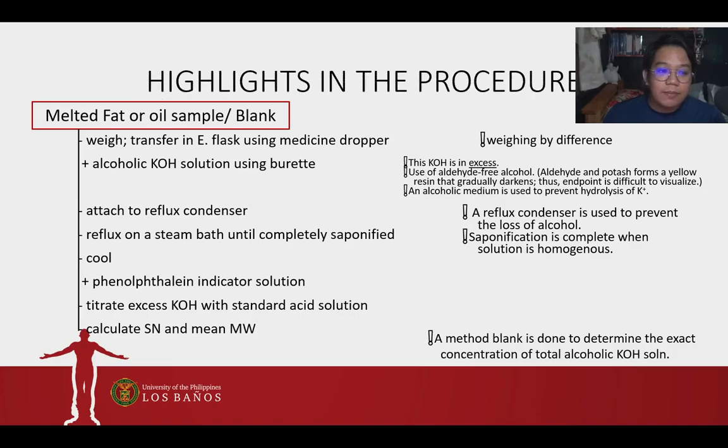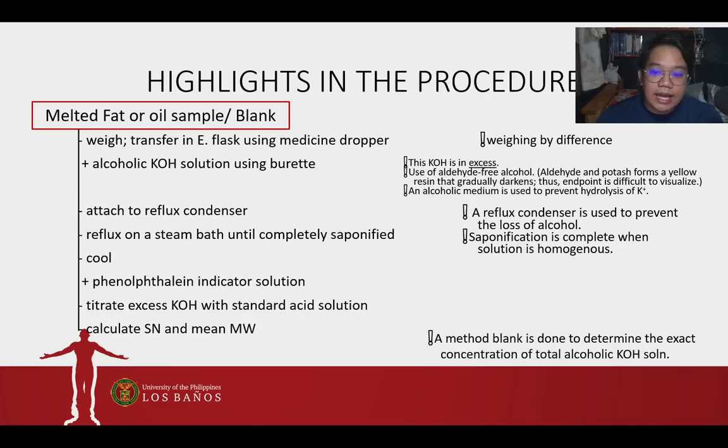Then, for the preparation of our samples, so we will melt our fat and oil sample. And what we did with our sample, yun din ang gagawin natin sa ating blank. Okay? So as mentioned here, we have to weigh our melted fat. So ita-transfer natin yung ating melted fat or oil dun sa ating e-flask using medicine dropper. So what we did here is weighing by difference. Okay? And then we will add alcoholic potassium hydroxide solution using burette.